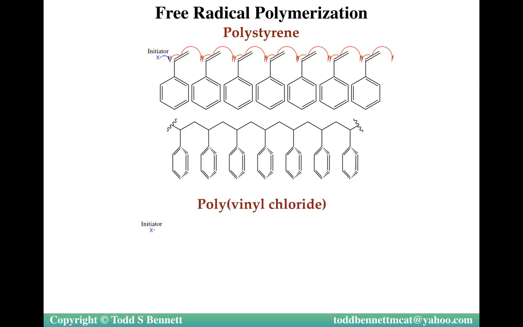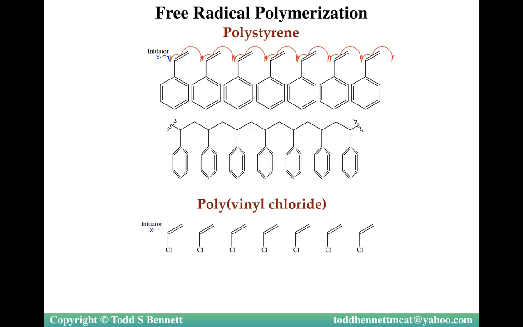So PVC, so many uses for PVC. Structural material, piping for plumbing systems, amongst many other things it's used for. But vinyl chloride is a double bond with a chlorine attached directly to the sp2 carbon. So here's my chlorine, here's my sp2 carbon.